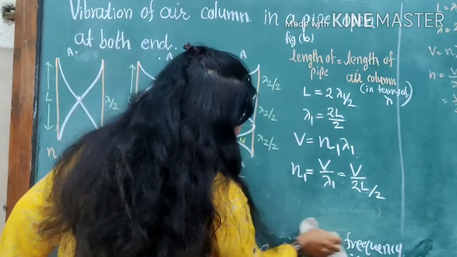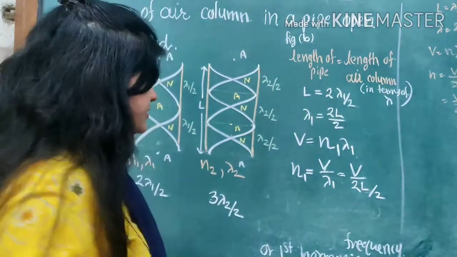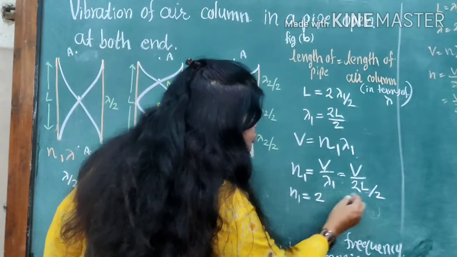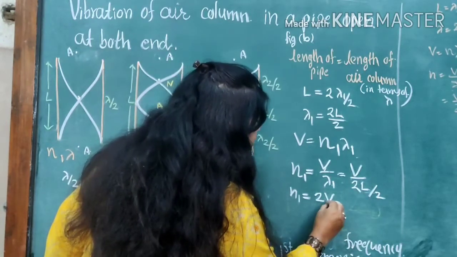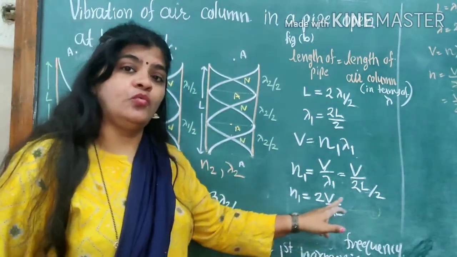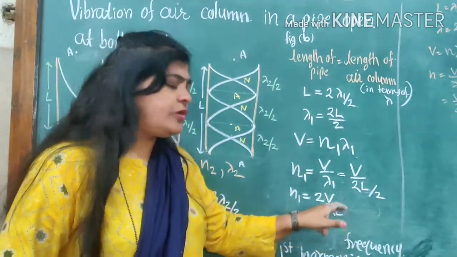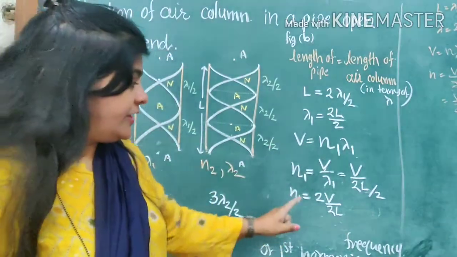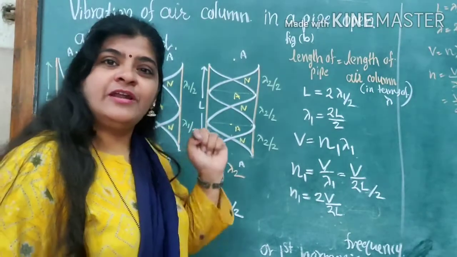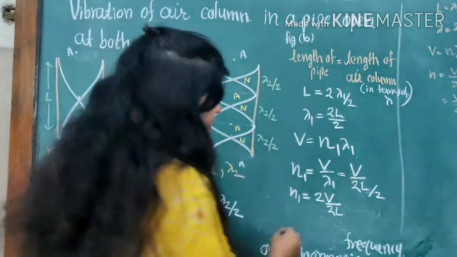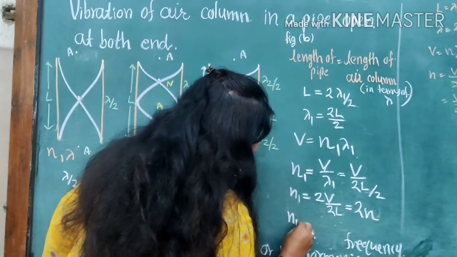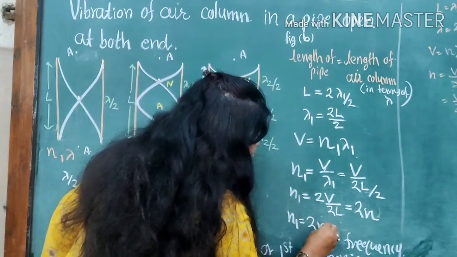And this is not the fundamental frequency. Which frequency is it? N1 is equal to 2 into V upon 2L. Now see, 2 into V upon 2L. What is V upon 2L? Already, V upon 2L means the fundamental frequency. The notation for the fundamental frequency is N. That's why this becomes 2N. Now we got N1 is equal to 2N.